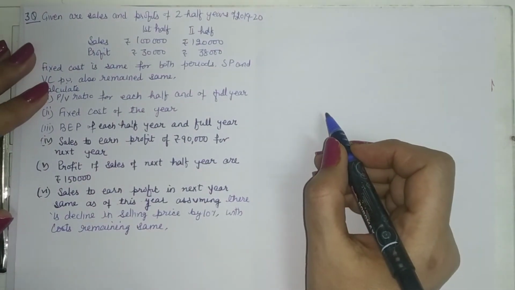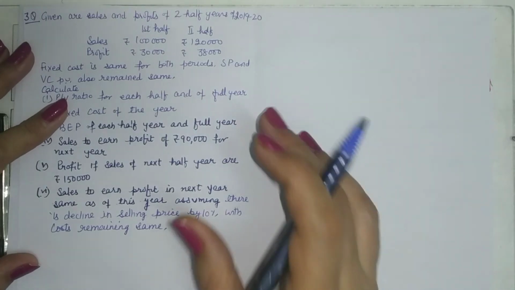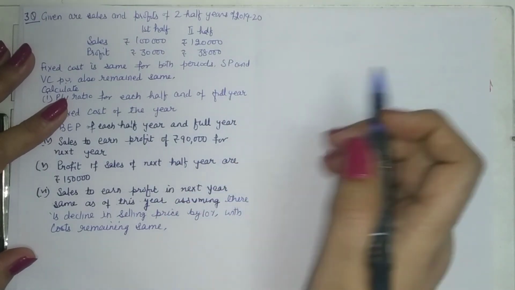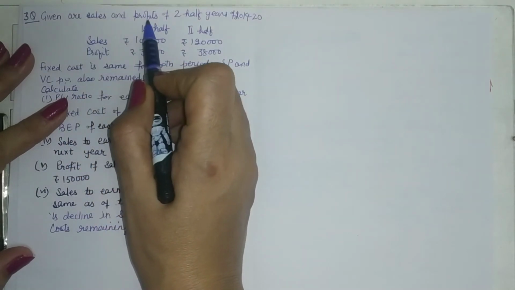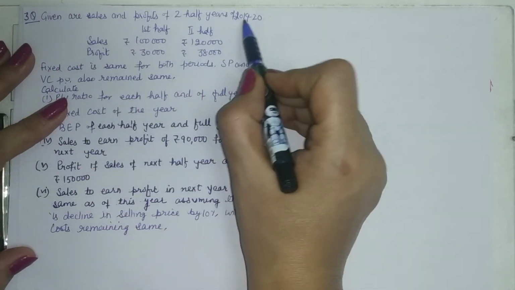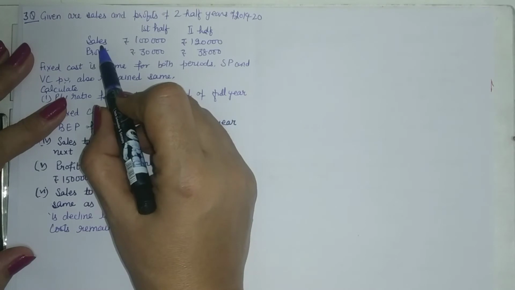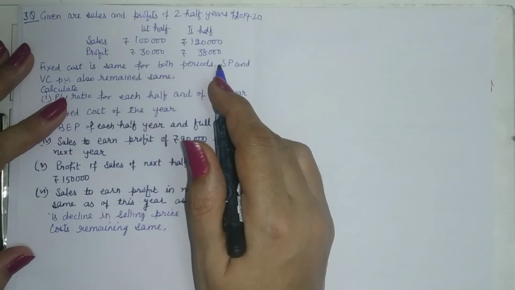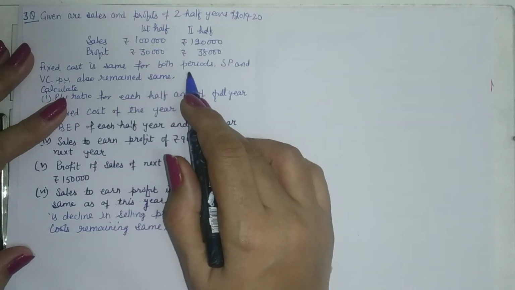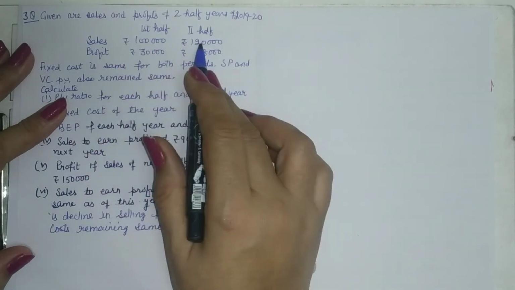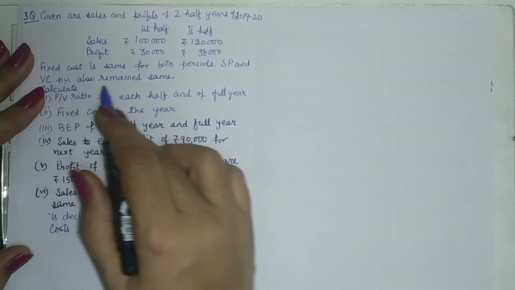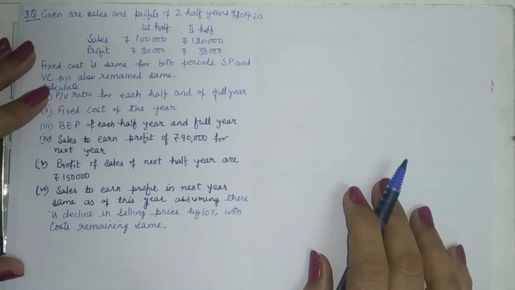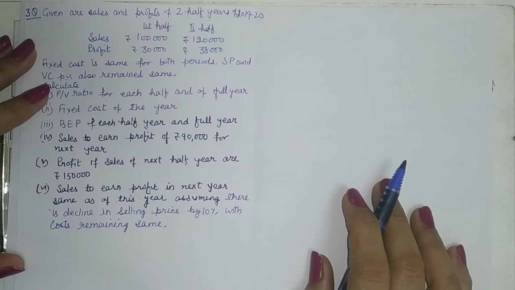Now taking up another question involving managerial applications of break-even point analysis. So we are given sales and profit of the 2 half years of 2019-20. Okay, sales are given in the first half and in the second half. Profit is also mentioned. Fixed cost is same for both the periods. So it is going to be same. Selling price and variable cost also remain same. So certain assumptions are there that our cost and selling price is going to be same.